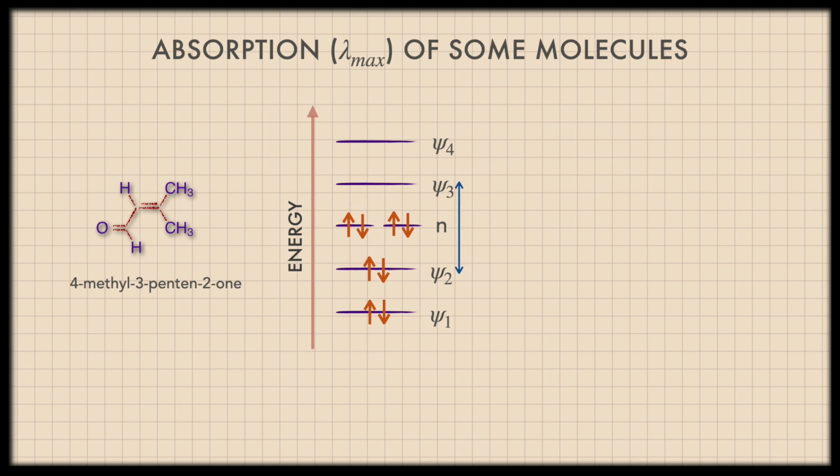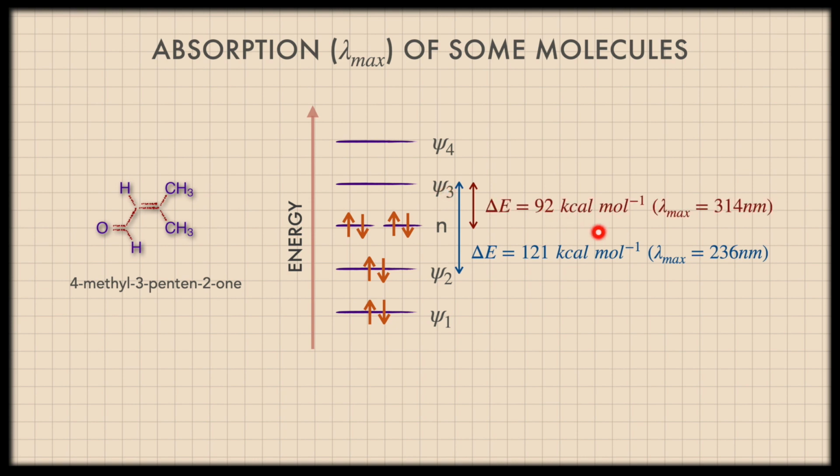So there can be two possible transitions here. The pi to pi star transition, and it was found that the energy is 121 kilocalories per mole, and the lambda max value, or the absorption wavelength, is 236 nanometers. We can also have this one, non-bonding to pi star, 92 kilocalories per mole, 314 nanometers. So you can see that the n to pi star has lower energy compared to the pi to pi star.